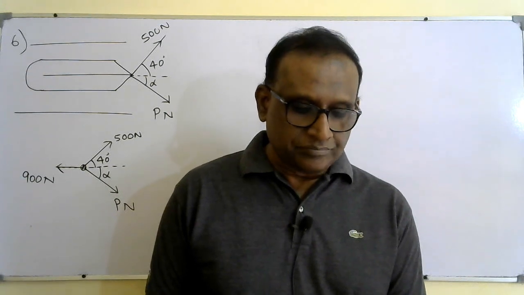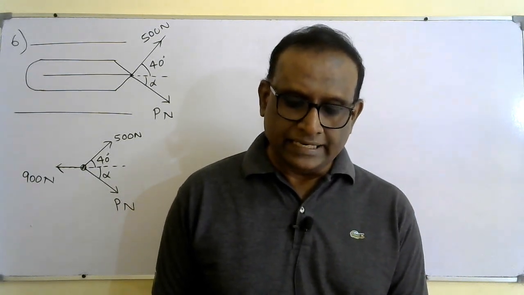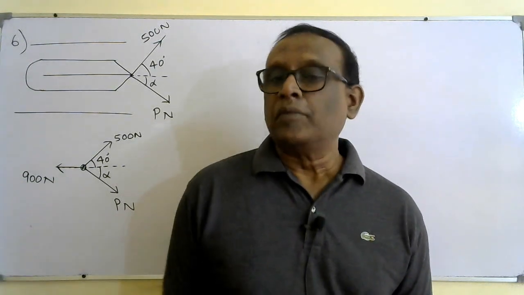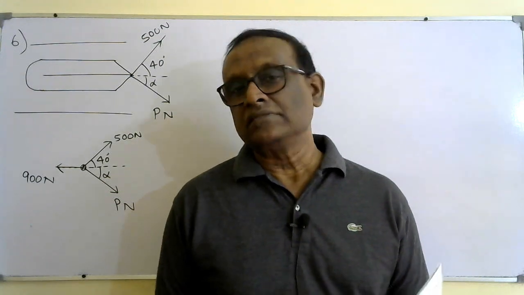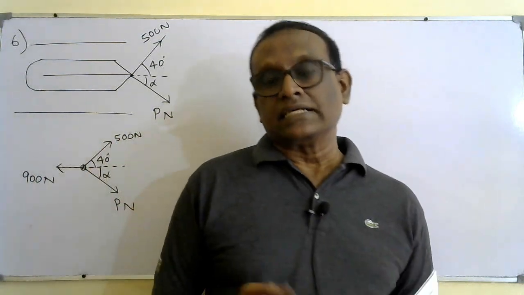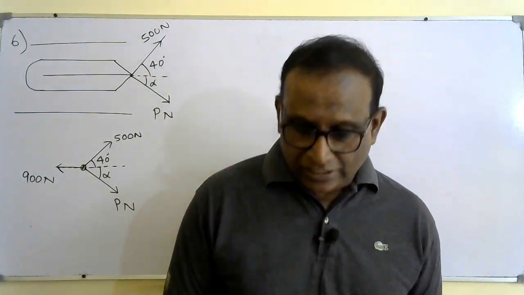The boat is modeled as a particle. The ropes are modeled as being light and lying in a horizontal plane, because ropes have no mass, so their mass is 0. The value of alpha and the value of P, we have to find.